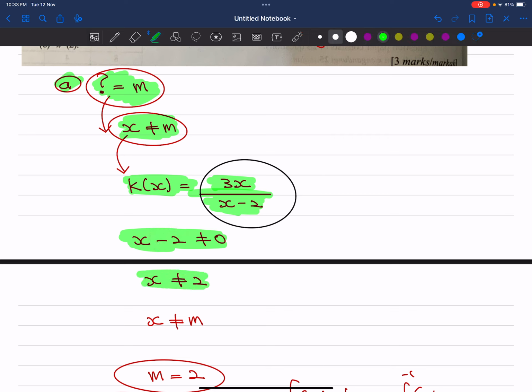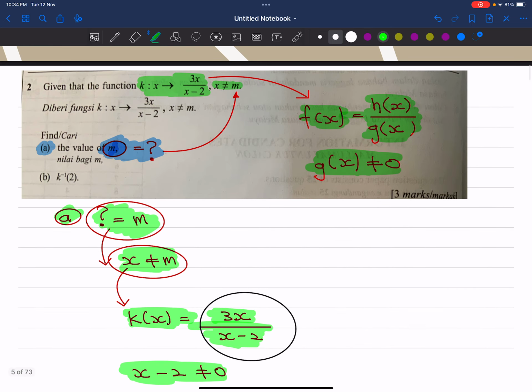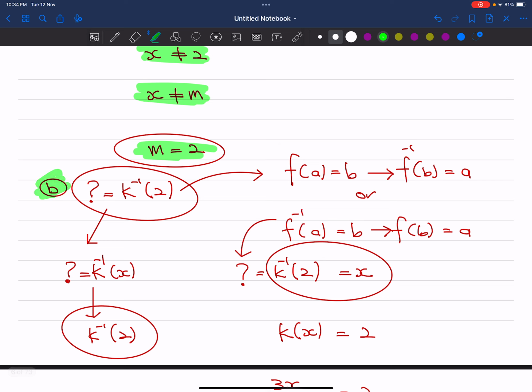Now you compare x cannot be 2 with the given x cannot be m. Therefore, m must be 2. Our answer, m is 2. Second part, Part B, they are asking find k inverse 2.